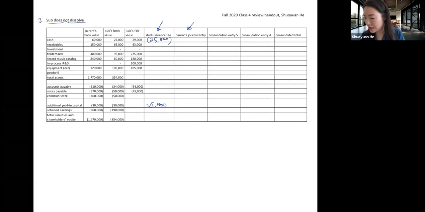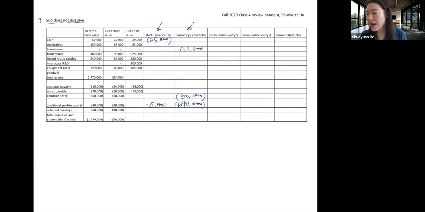Specifically, the parent is giving out common stock, 60,000 in par value and 690,000 in additional paid-in capital. And correspondingly, this consideration transferred is recorded as an increase in the firm's investment account, 750,000.